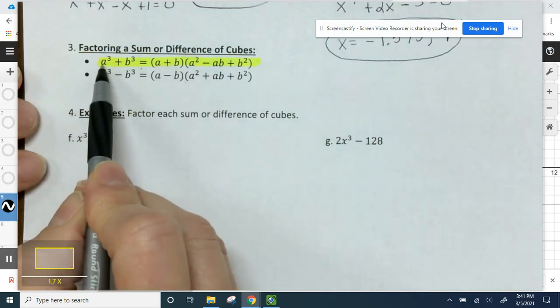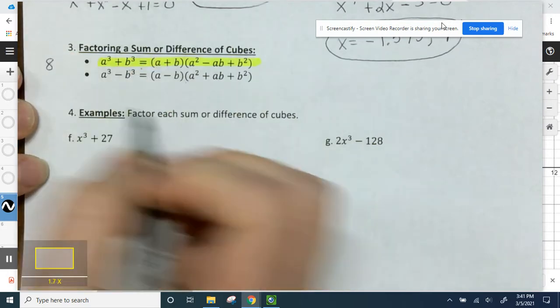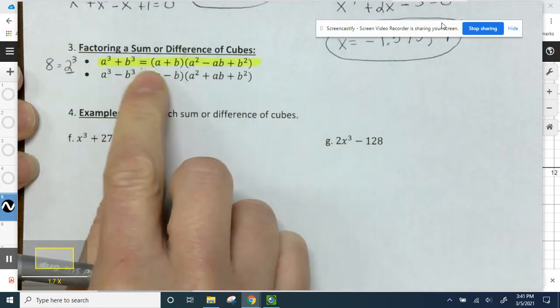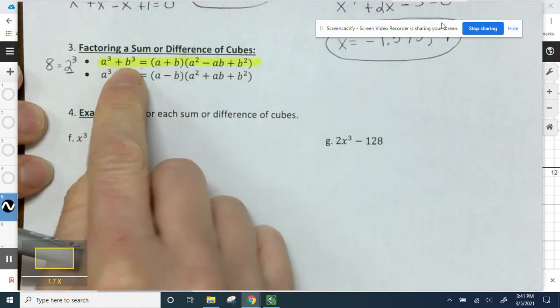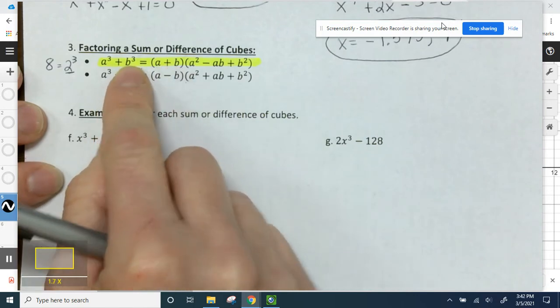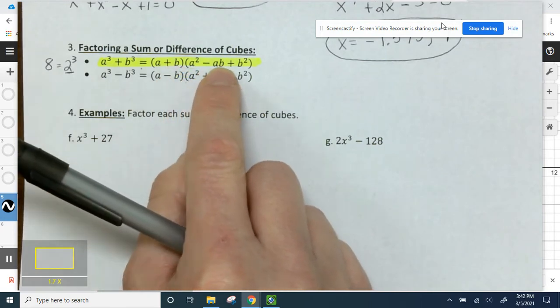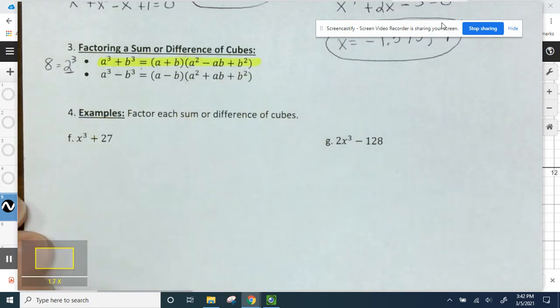So what you're going to do, like if this said the number 8 here, what do you cube to get 8? Well, you cube 2 to get 8. So that means your a would be 2, okay? And then b cubed. So a plus b, you're going to figure out what you would cube to get that b cubed answer. So it's a plus b times a squared minus ab plus b squared. So let's go down here and look at this example.